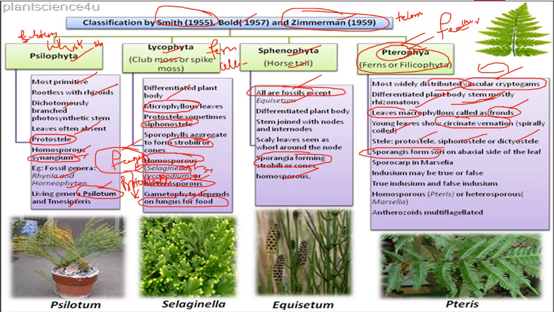Singular is sorus, on the abaxial side, and it bears sporocarp in case of Marsilea, that is a floating body-like structure that produces spore. Then there is presence of indusium, that may be true or false. Indusium is basically the covering that covers the sporangia. True indusium and false indusium are present, like we have this homosporous fern, that is Pteris, and heterosporous fern Marsilea. Then antherozoids, which are basically male gametes, are multiflagellate in case of Pteris.